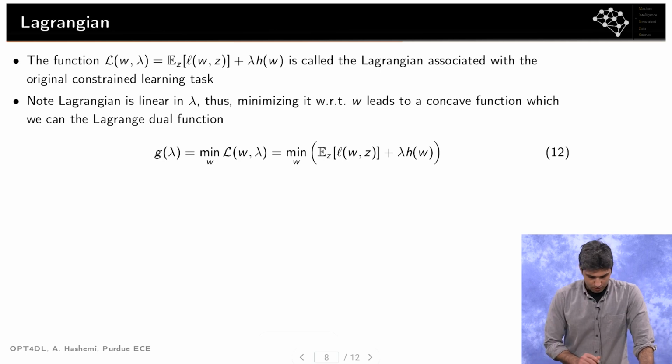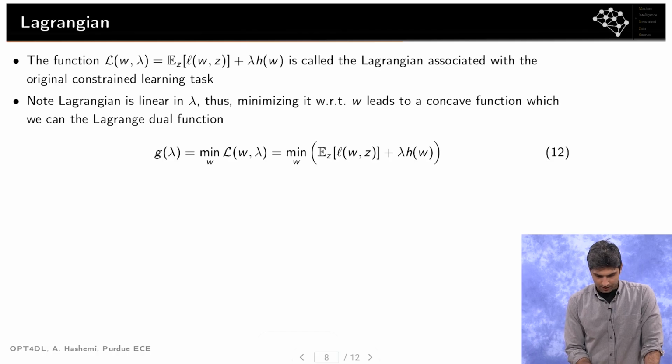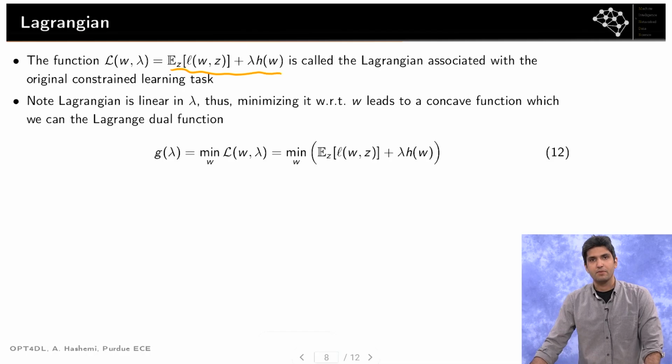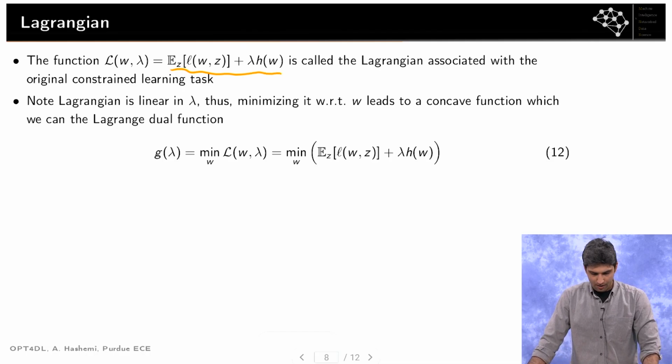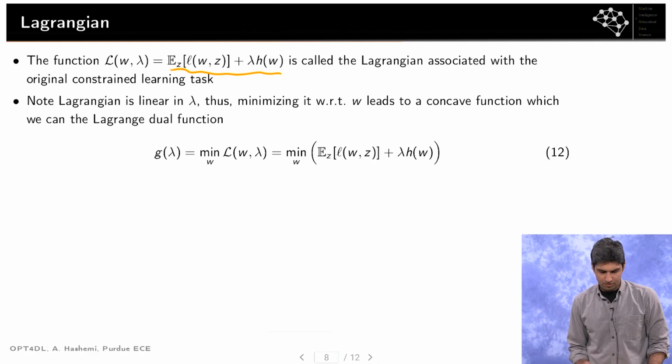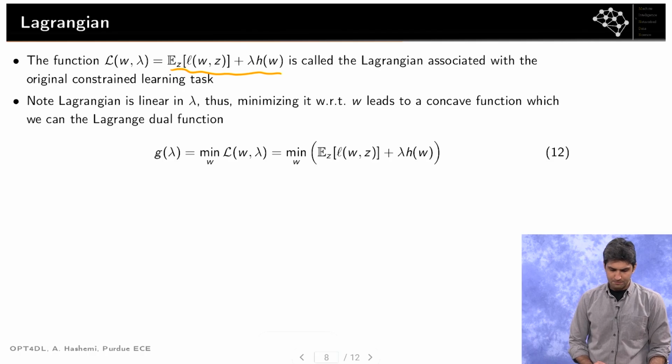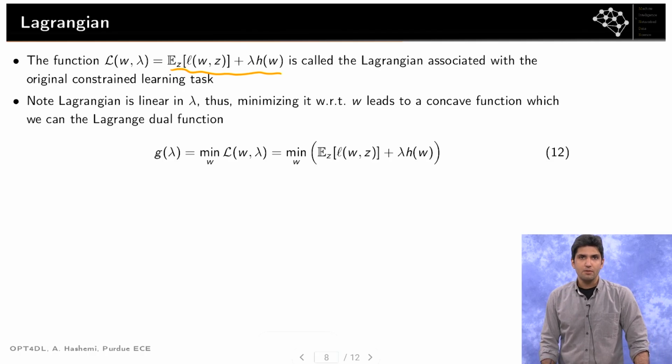Okay. So if you recall from the last slide, in the Lagrangian-based approach, we had a term like this that we were minimizing with respect to W, right? And we left open the question of how to find this Lagrangian variable, or Lagrangian multiplier, or the dual variable lambda. Now we're going to talk about this, but first let's call this function, which is a function of both W and lambda, the Lagrangian associated with the original constraint learning task. Now it is a function of two variables, W and lambda, right?